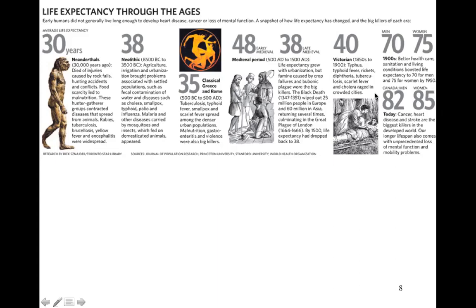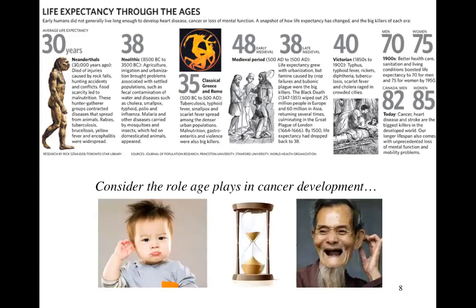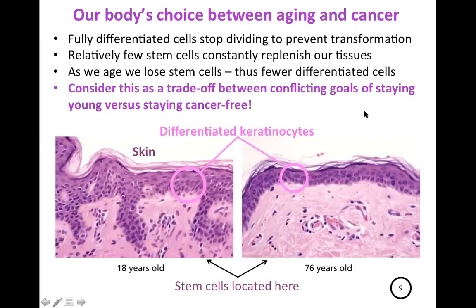So in a way, our life expectancy now and the problems that come with it, like cancer and heart disease, are really a function of us just living longer than what Mother Nature actually designed us for. So let's consider the role that aging plays in cancer development. Our body is constantly making a choice between being okay with the damaging effects of aging because it means we are pushing away the threat of developing cancer.